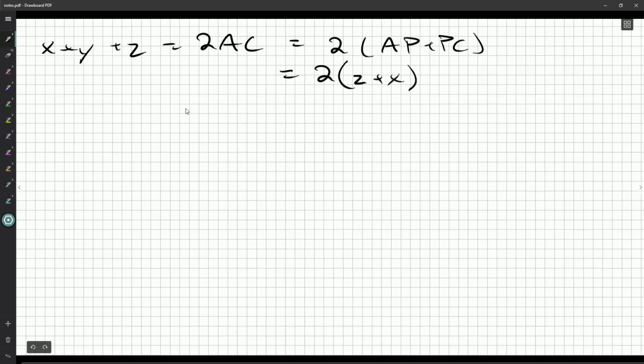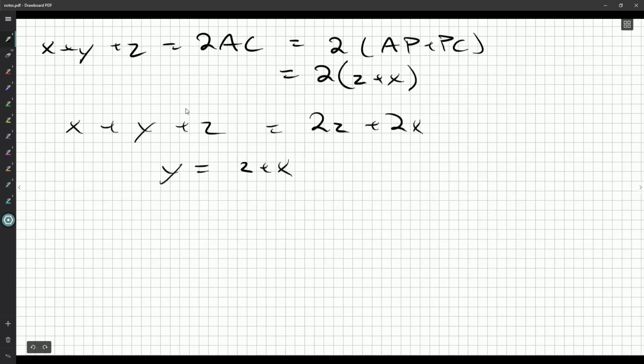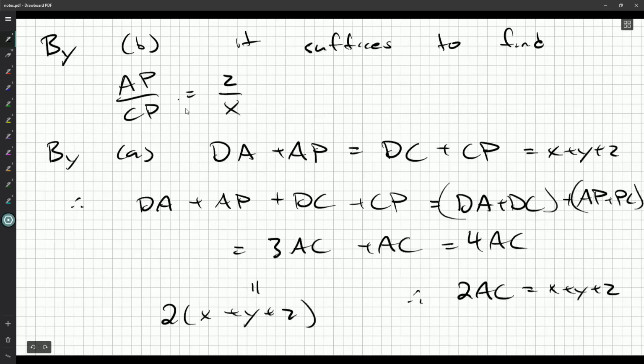I don't like, we're going to have a y stuck around here. So we got x plus y plus z is 2z plus 2x. So y is going to be equal to z plus x. So I guess that's some kind of a relationship. Not exactly sure where to go from there. But that's definitely true.